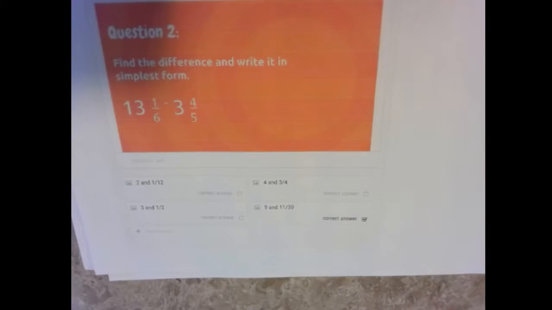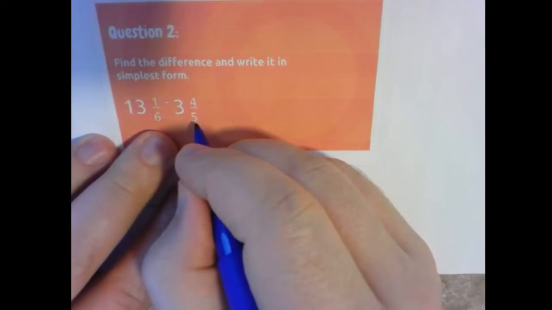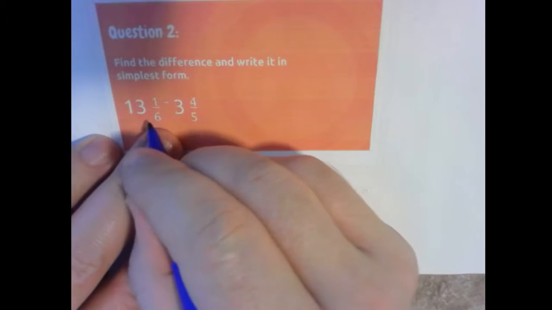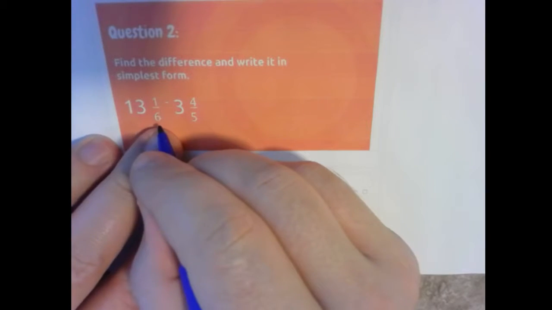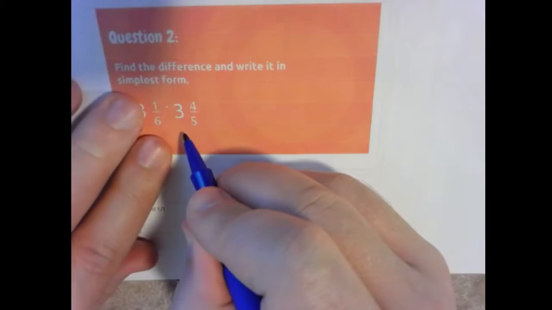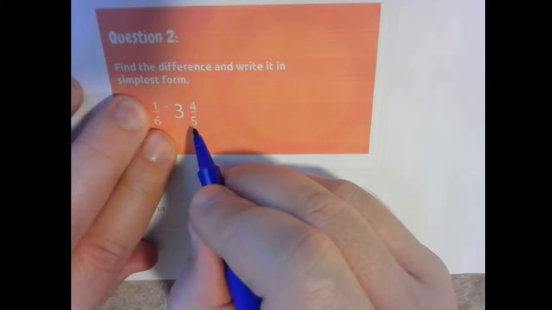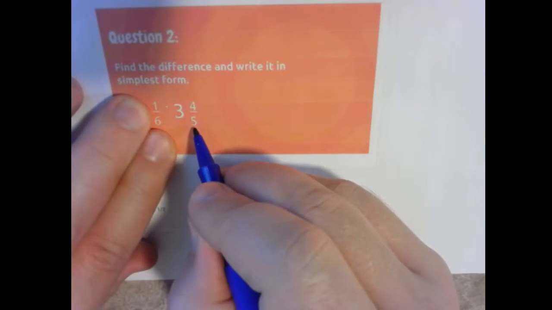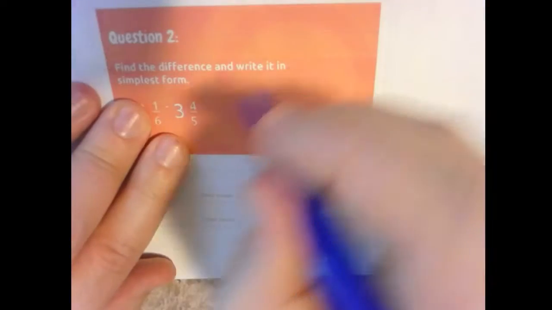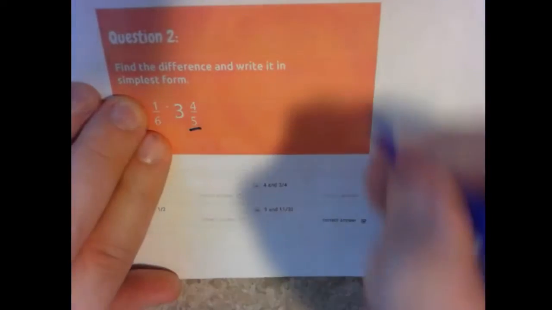Okay, let's practice another one. So we need to get common fractions. Is there any way I can multiply 5 to make 6? No, 5, 10, 15. No, we're already too far past. So we need to change both of these fractions. So I'm going to take this side, okay, 1 over 6 is going to be multiplied by 5 over 5.